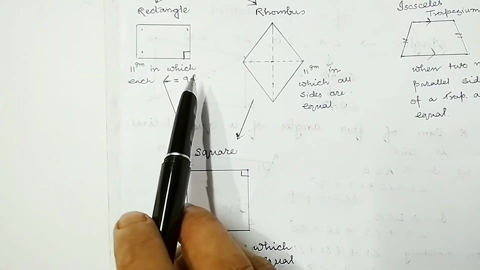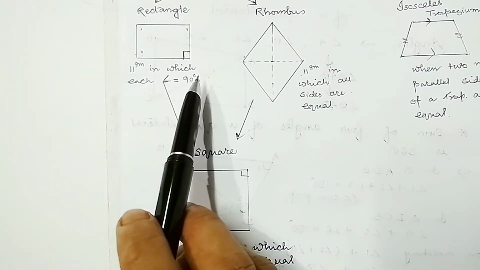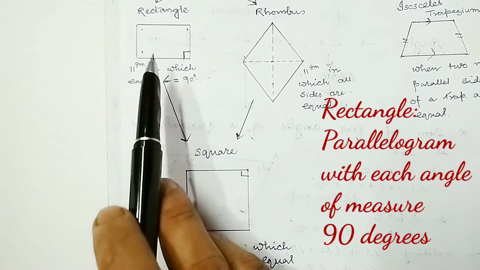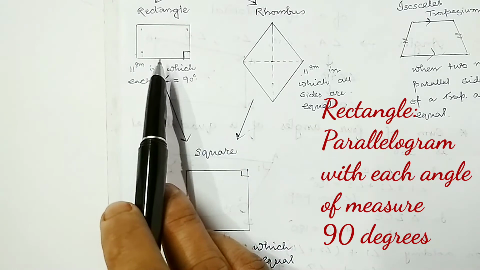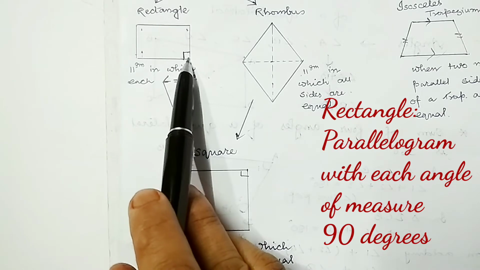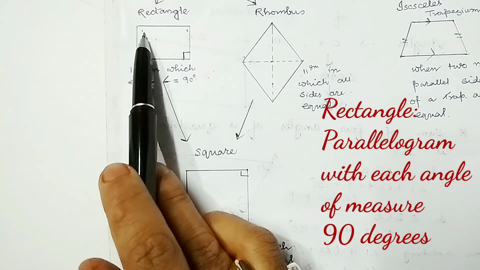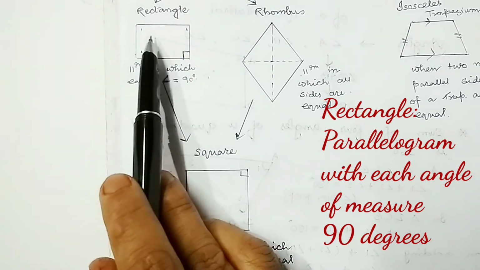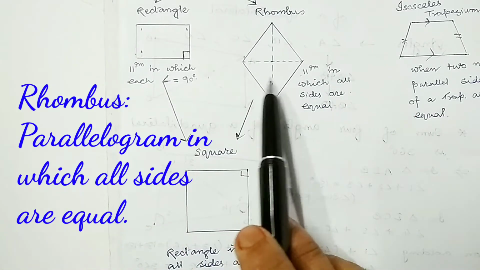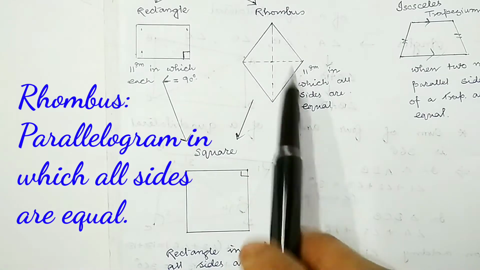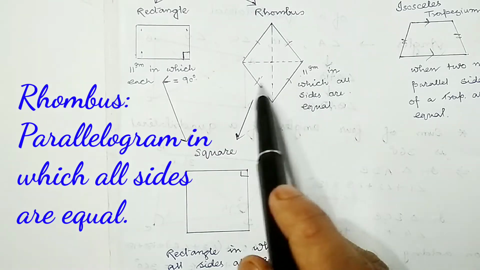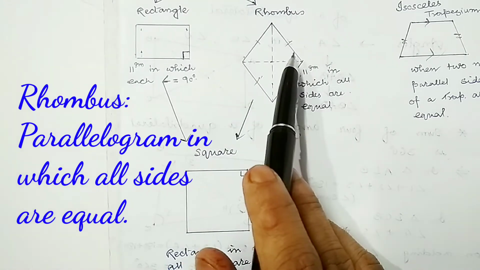Now, I already told you what a parallelogram is. A parallelogram is a quadrilateral in which opposite sides are parallel, and there are two special types of parallelogram. This one is called a rectangle. This is a parallelogram in which each of the angles, this angle, this angle, this angle and this angle, all the angles are of measure 90 degrees. And suppose we have a parallelogram in which all the sides are equal, this side and this side, these four sides are equal, then it is called a rhombus.